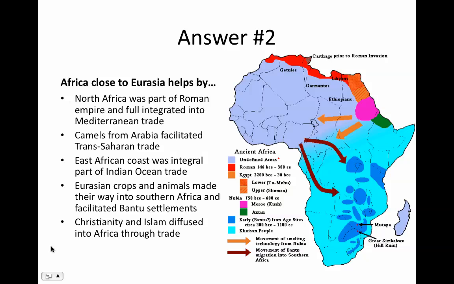First of all, the northern part of Africa was actually a part of the Roman Empire. So you can look up here on the map kind of this red section, and then it'll eventually spread down here into some of this purple as well.